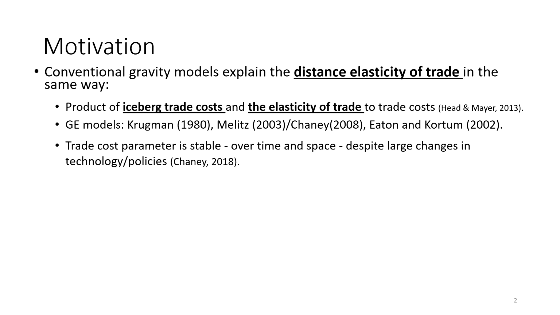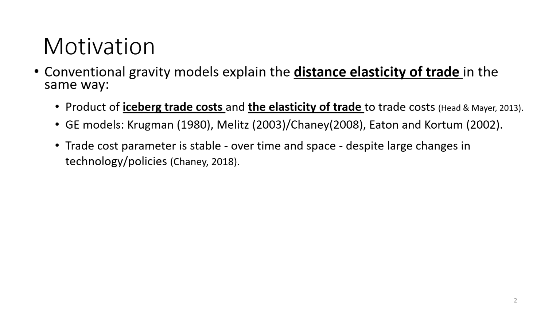However, there is a criticism provided by Chaney in 2018, and he says that the product of these two parameters is providing the most conventional distance elasticity of trade, which is 1, which means that if I double the distance between two countries, the trade between them will halve. And that prediction has been stable over time and space, despite large changes in technology, policies, the type of products exported, and the type of transportation means.